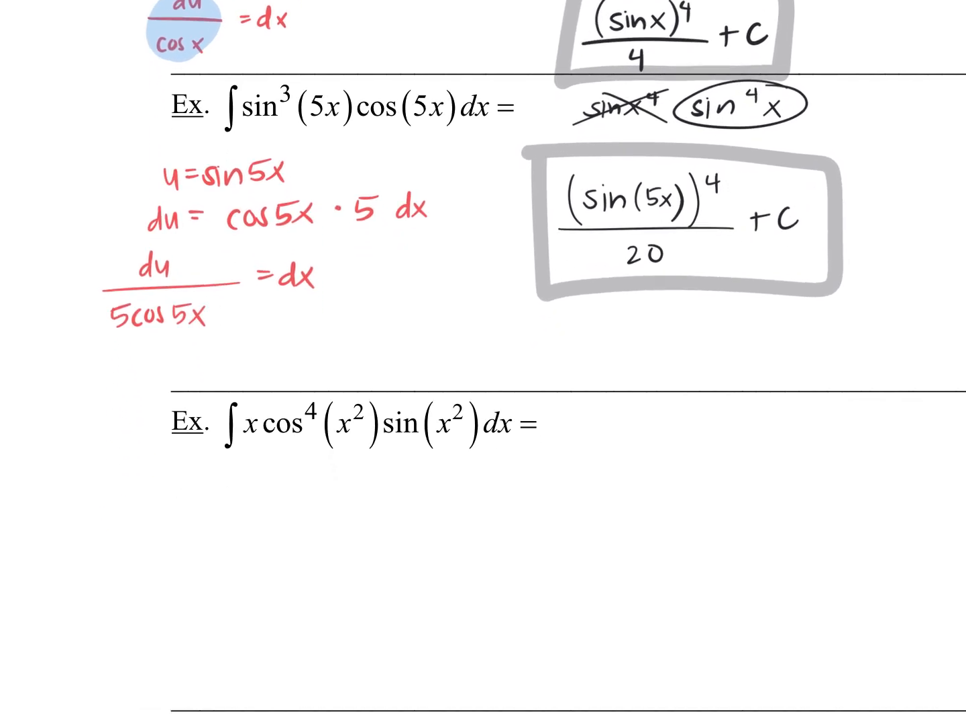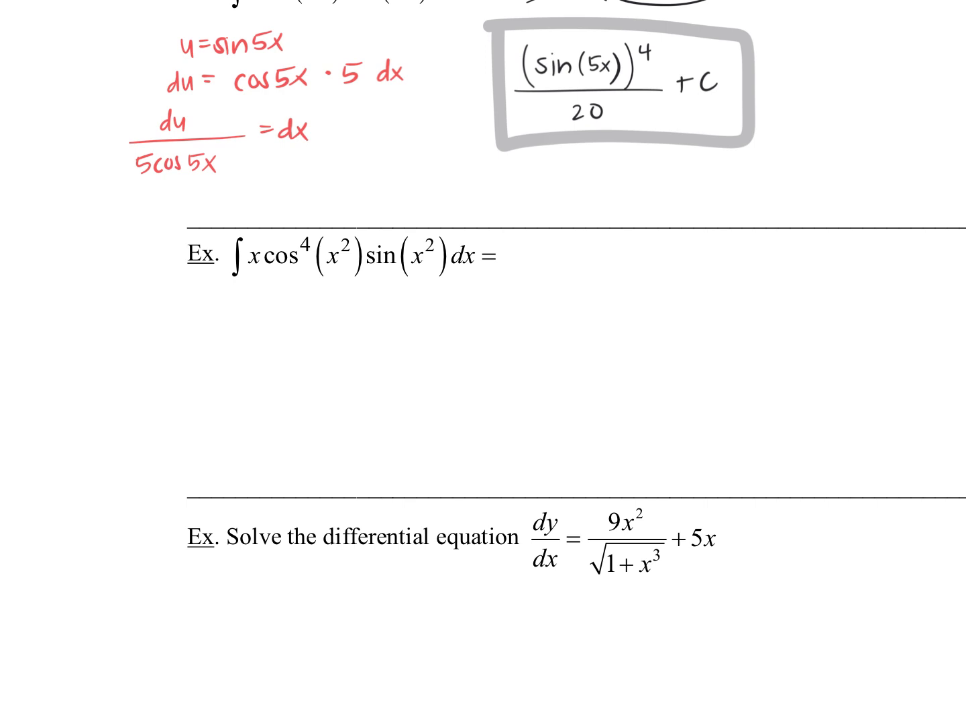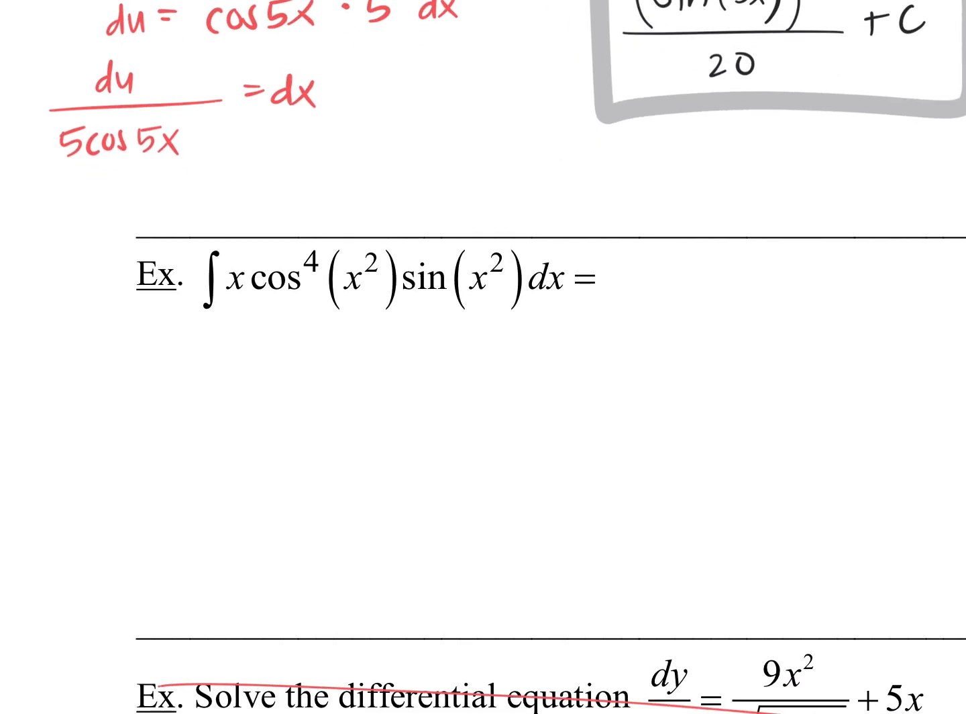All right, this last example, we are not going to do this differential equation one, so you can go ahead and cross that one out. What does our gut tell us that maybe u should equal? Cosine of x squared? Do we think cosine of x squared? Because if I take the derivative of cosine, what am I going to get? Negative sine. Oh, what did I write? I said d is equal to? I meant u. U is equal to that.